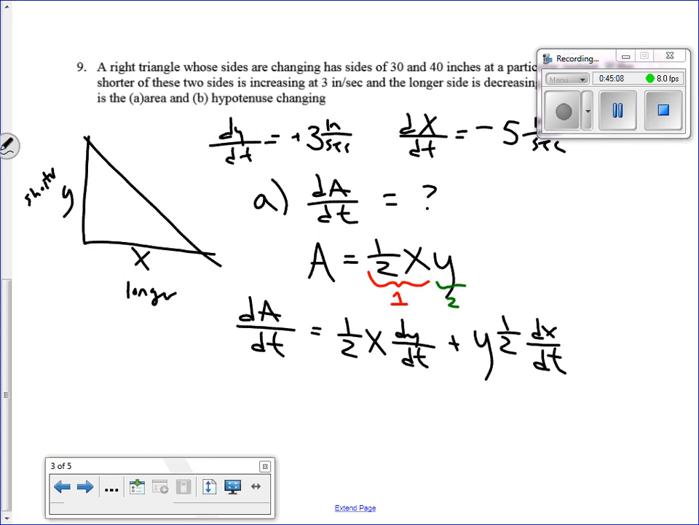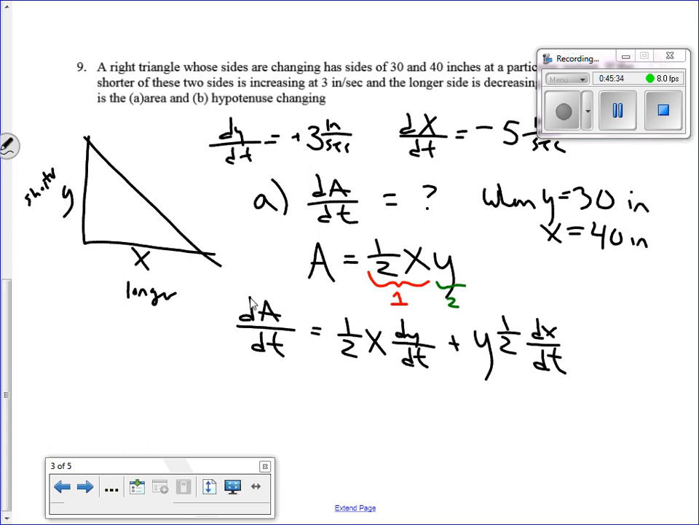So it's after you take the derivative that you can plug in those temporary values, all right? Because they asked us to find dA/dt at the moment when the shorter side is 30. So when y equals 30 and the longer side, called x, equals 40. All right, forgot to write that.